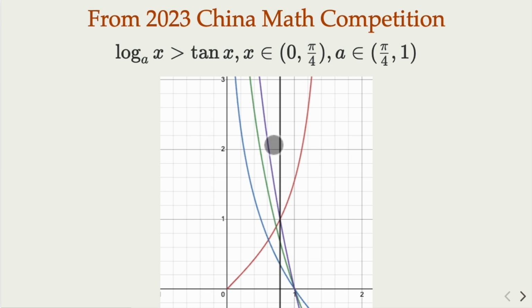Now this purple curve is going to be the value where log base a is strictly greater than the red curve, which is tangent, right? For any other one, like for example, the blue curve, only a portion of it is strictly bigger and some of it is smaller, right? So when a is getting closer to 1, this value is going to be getting much bigger, right? And so that's why the desirable value for a is going to be the open interval from pi over 4 to 1. That's the solution.